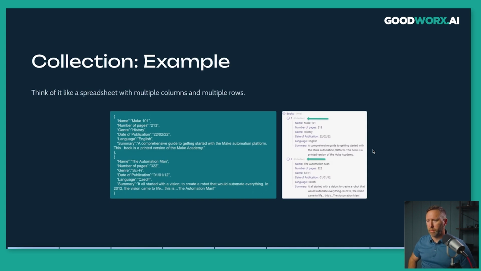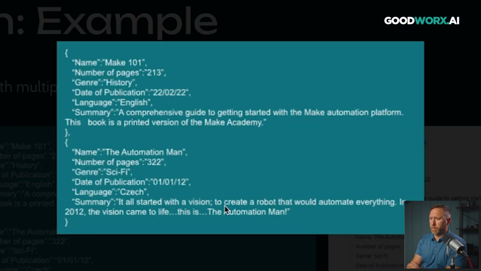So here's an example of a collection. So think of it as like a spreadsheet, like Google Sheets, with multiple columns and multiple rows. So here is another example. So again, here we are in the raw data. This would be one collection. So again, we have name, value pairs, name, Make 101, number of pages, 213, genre, history. This would be like a collection of books, for example. And again, we're using JSON format.